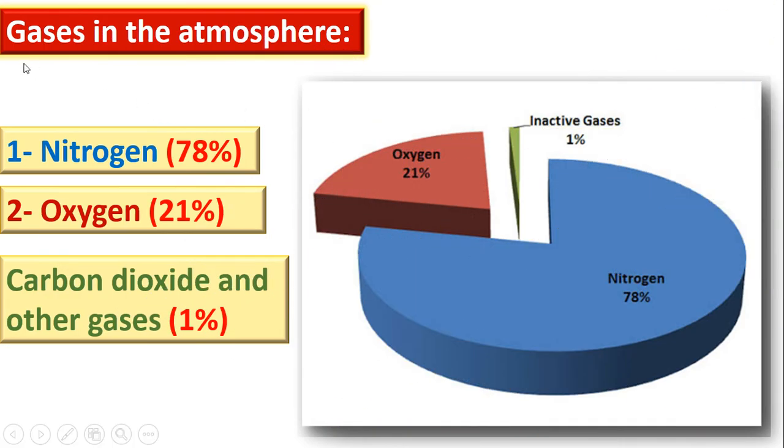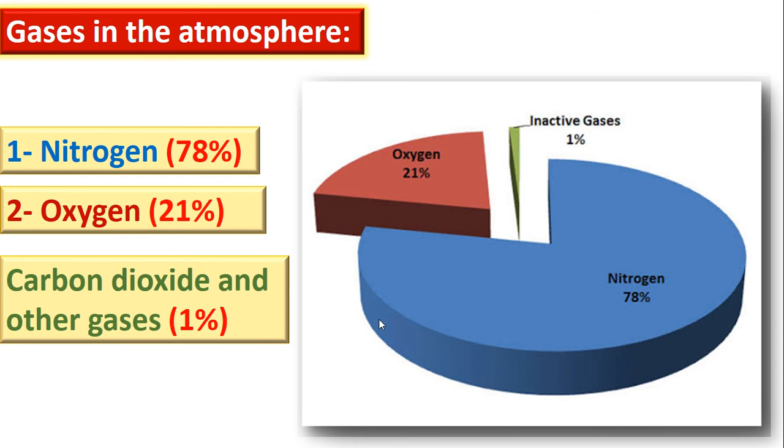Okay, we said that the atmosphere is made of gases. It's a mixture of gases. So which gases does the atmosphere consist of? We have 3 gases: nitrogen, oxygen, and carbon dioxide and other gases. So again, which gases does the atmosphere consist of? Nitrogen, oxygen, carbon dioxide.